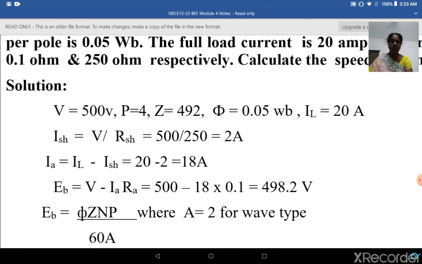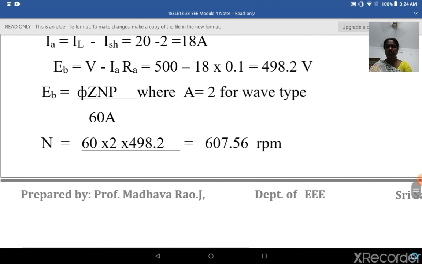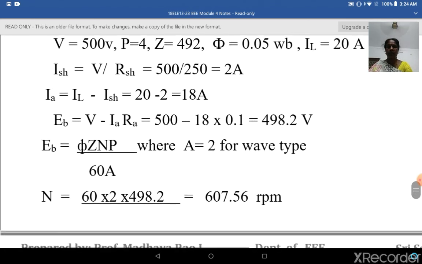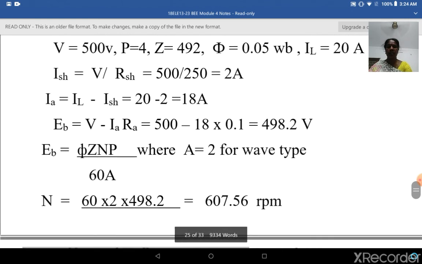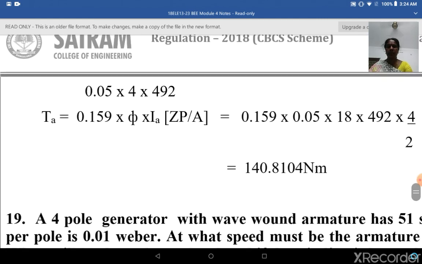EB is equal to V minus Ia RA. When we substitute for V and Ia RA, we get 498 voltage. EB is phi ZNP by 60A, where A is equal to 2, so N is equal to 60 into 2 into 498 divided by 0.05 into 492 into 4, which gives about 607.5 rpm. So torque is equal to, using the torque equation, 0.159 into phi into Ia into ZP by A, we'll get it as 140.810 Newton meter. Thank you guys.